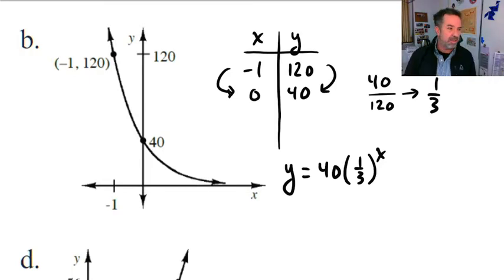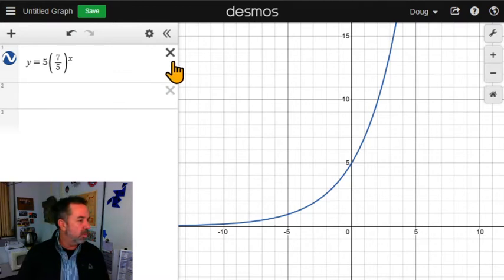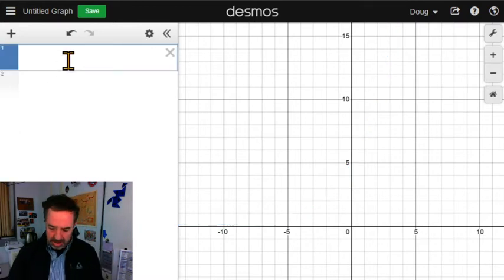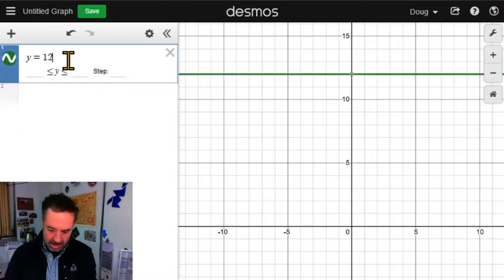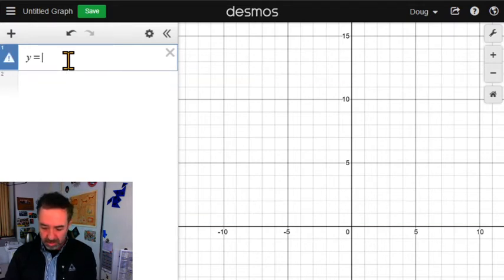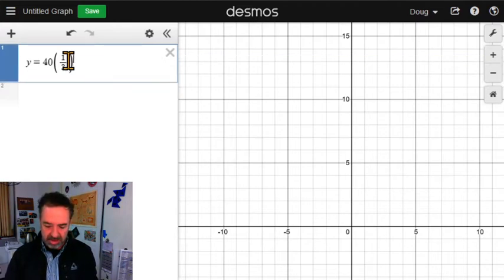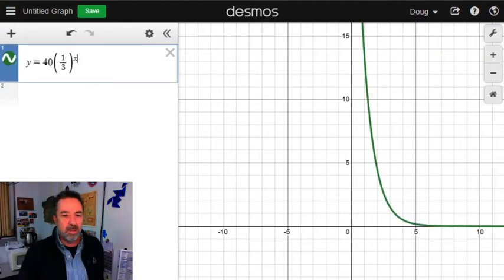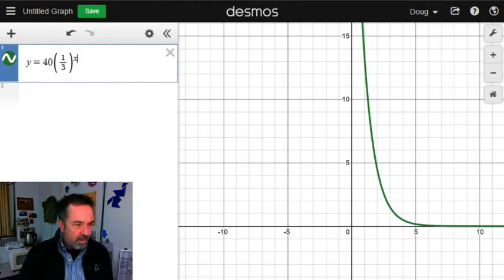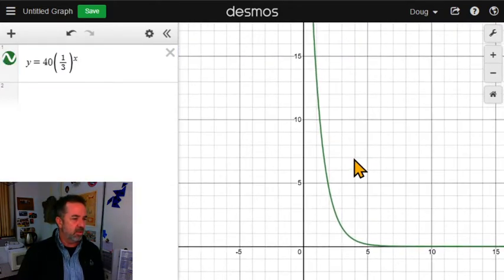So let's look at this in Desmos as well and see if it hits the two values it's supposed to. So let me clear that function and go ahead and type y is 120. Nope. My 0th term is 40. Y is equal to 40 times 1/3. I'm going to close that and raise it to the x power. So here's this curve. Let's see if it hits the values it's supposed to.